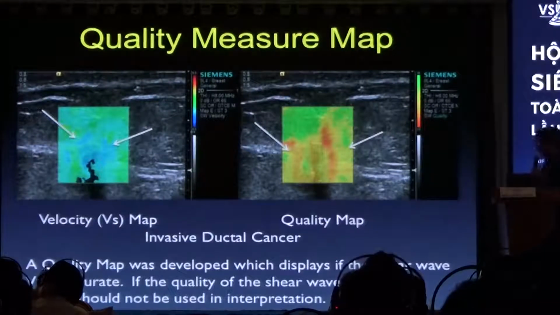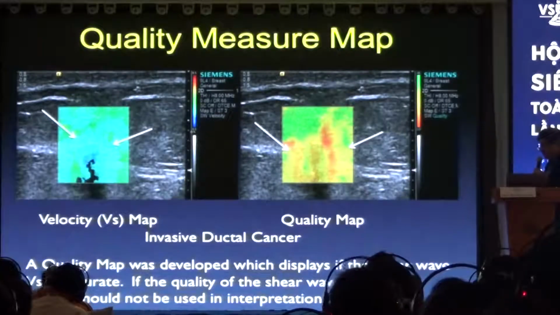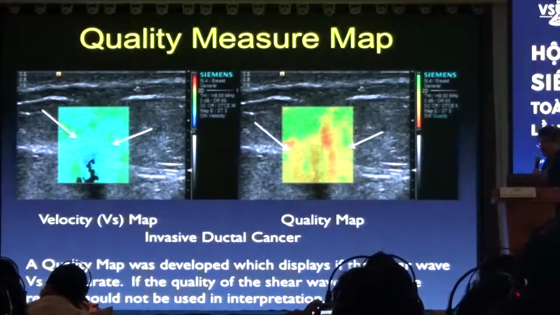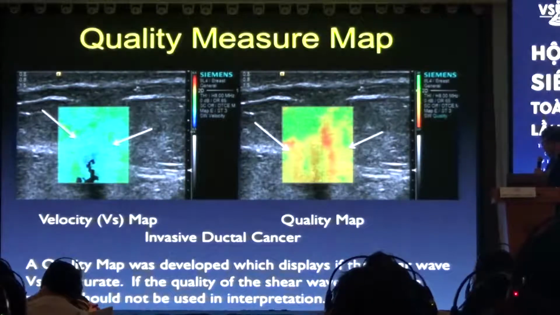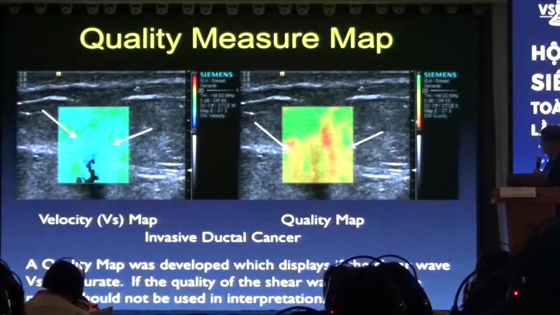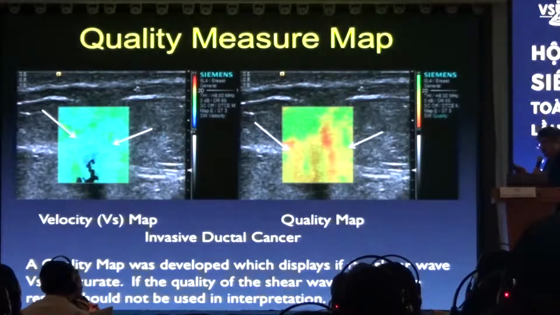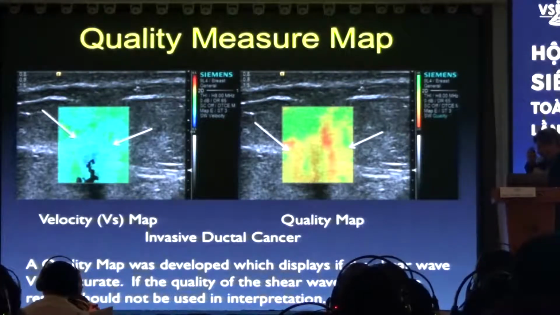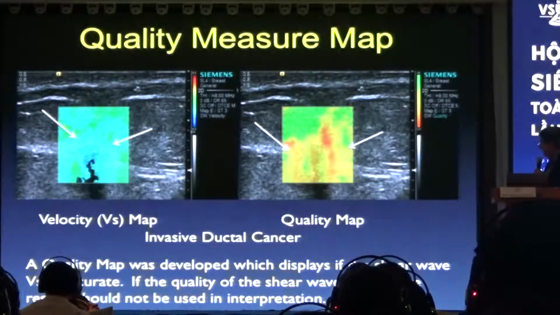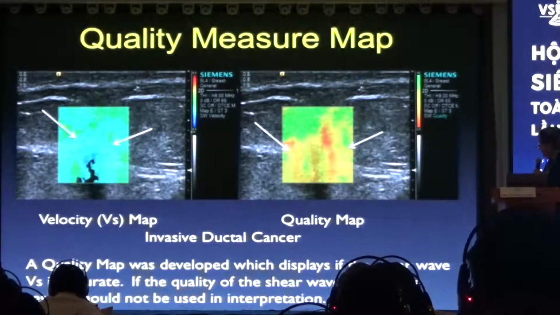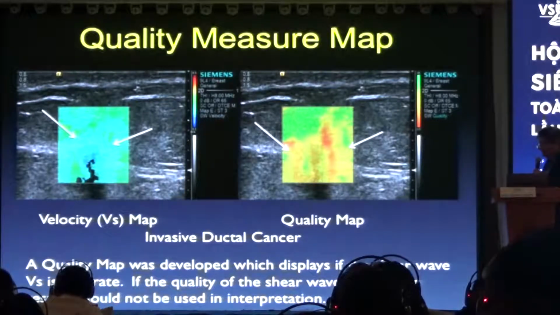So we worked with Siemens to develop this quality map, which looks at the shear waves and determines were they adequate enough to get a good number. And we use a stop sign. Green is go, yellow is caution, red is bad. So to be able to get a good measurement, we really should be doing this in green. And I think a lot of vendors have now included this in liver, and it'll be coming more and more into liver, where you can see that although we've got values plotted on the velocity map, all this whole area where the lesion is really bad shear waves, and you shouldn't believe that data.